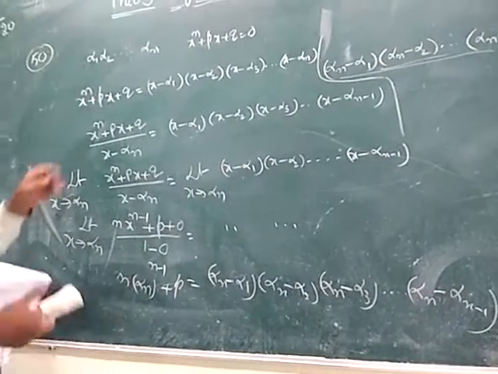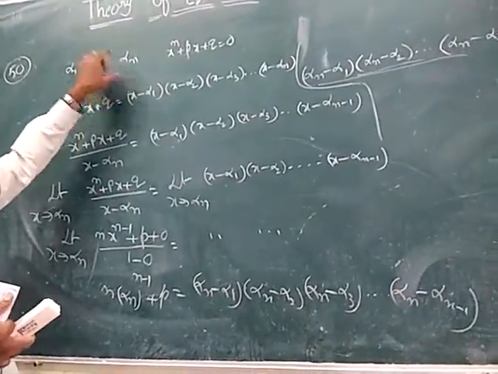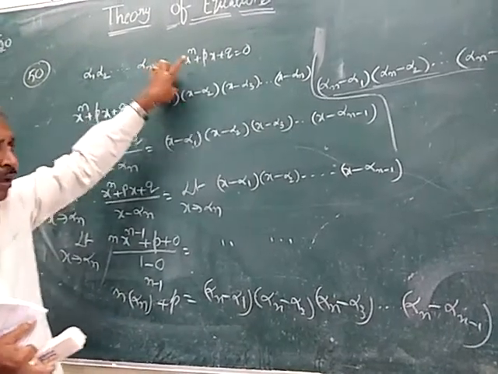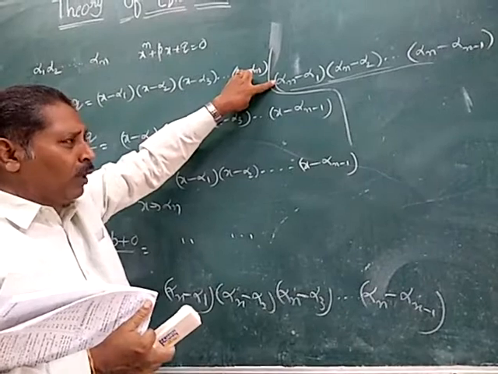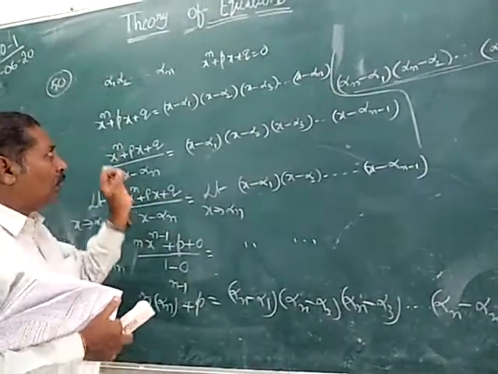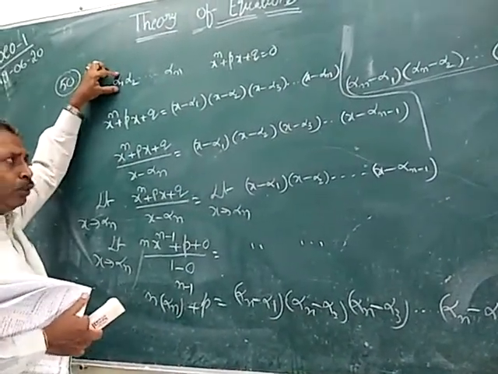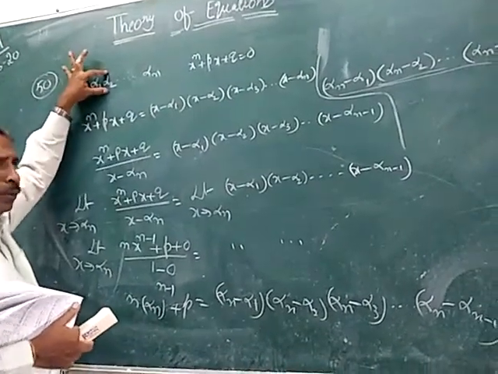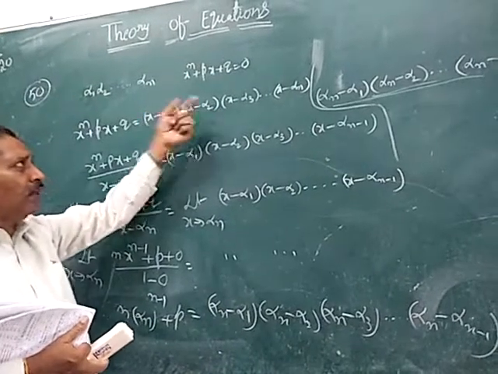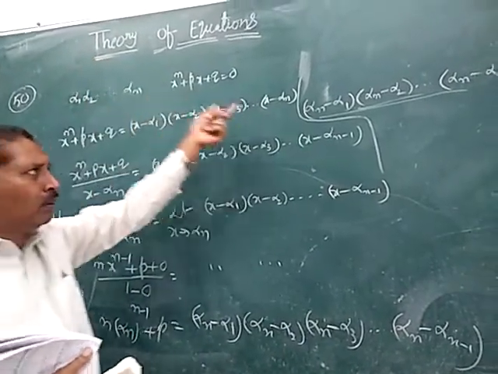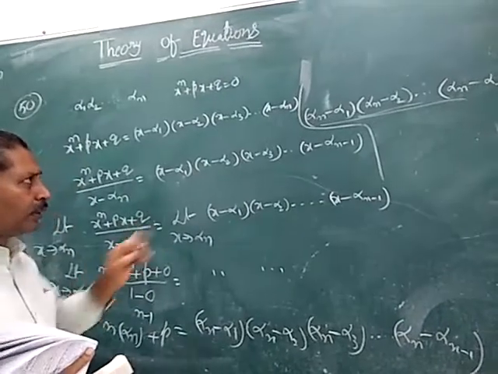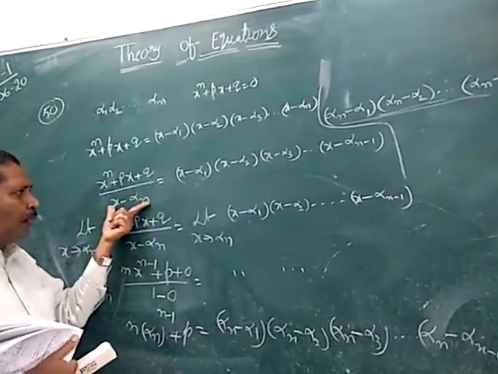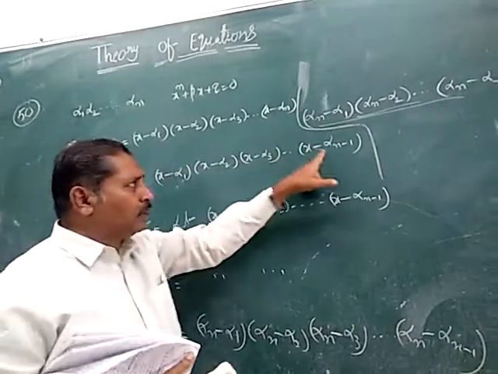Listen again. These are the n roots of this equation. Find the value of this one. Corresponding to this root, this is the factor. Corresponding to this root, this is the factor. Corresponding to this one, this is the factor. So take this one into the LHS, it becomes divide by the remaining terms.